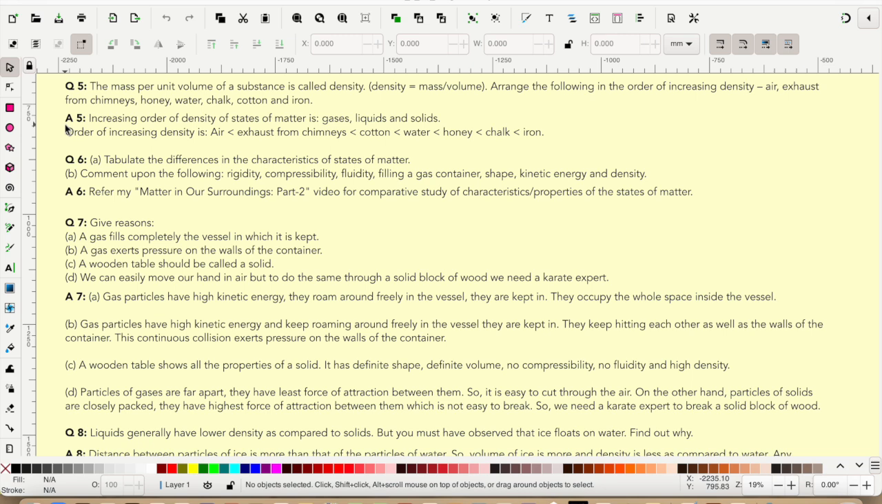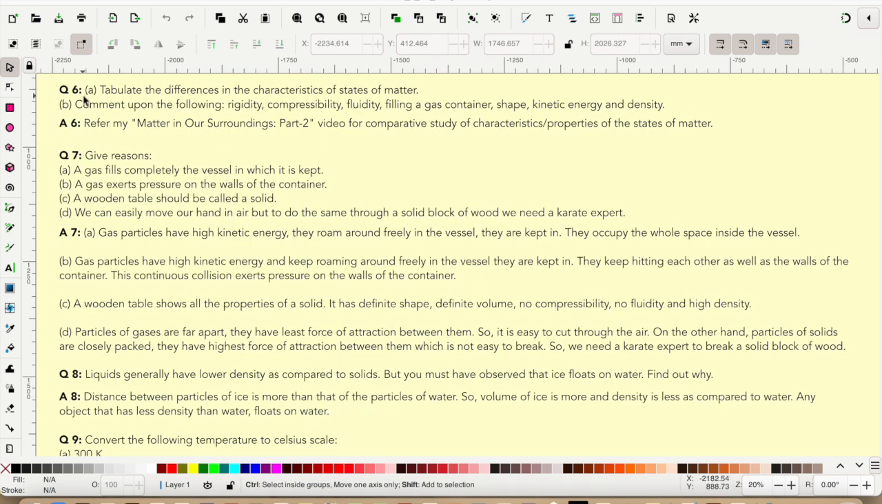The answer is, we know that in a given volume, solids have maximum number of particles, means their mass will be maximum as compared to liquids and gases. So their density will also be maximum. So the order of increasing density of states of matter is gases, then liquids, and solids. So order of increasing density will be air, then exhaust from chimneys, then cotton, then water, then honey, then chalk, and finally iron.